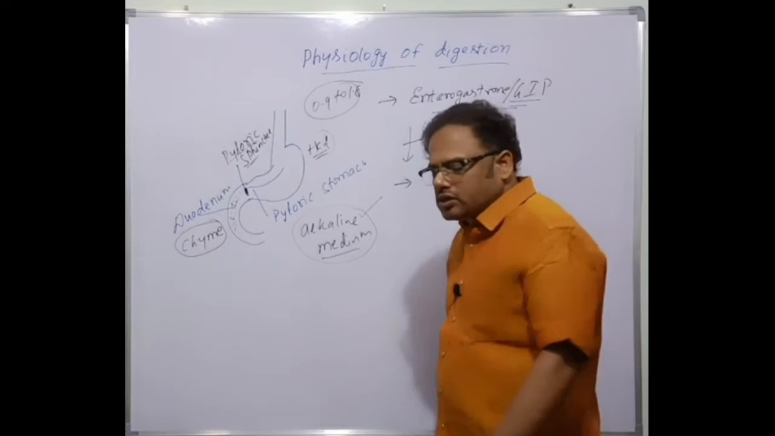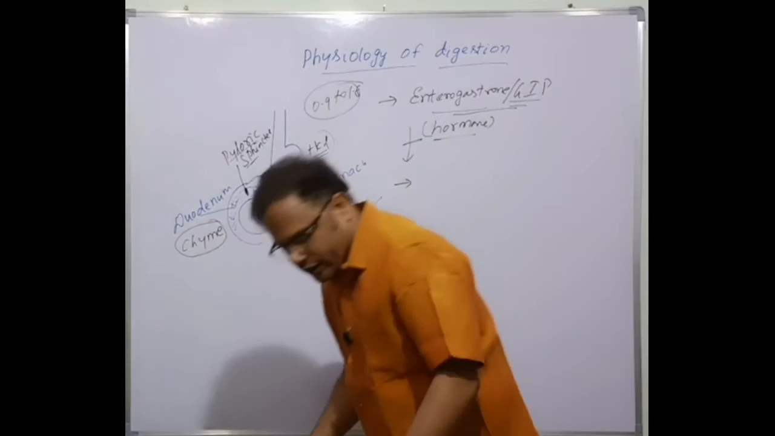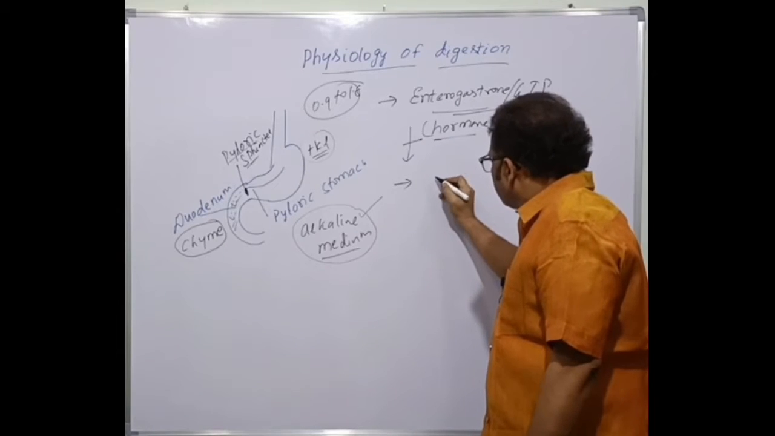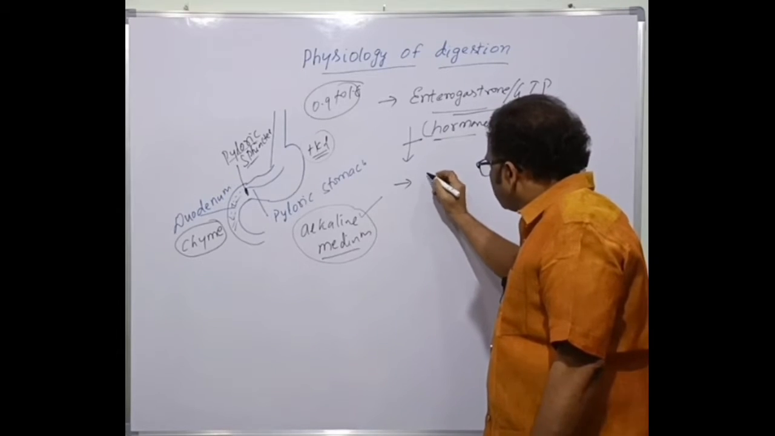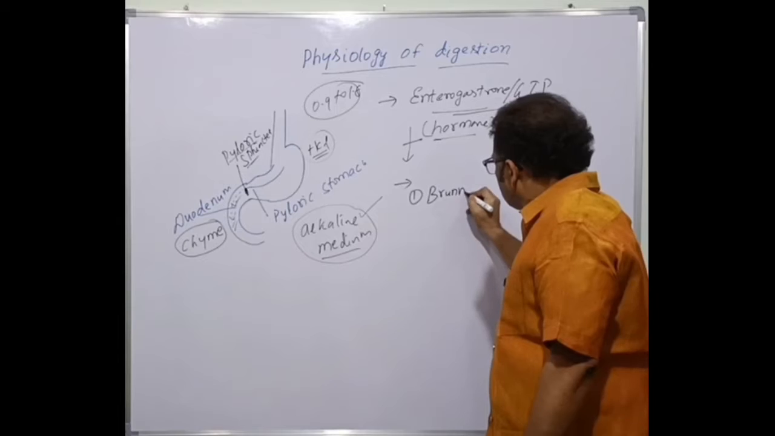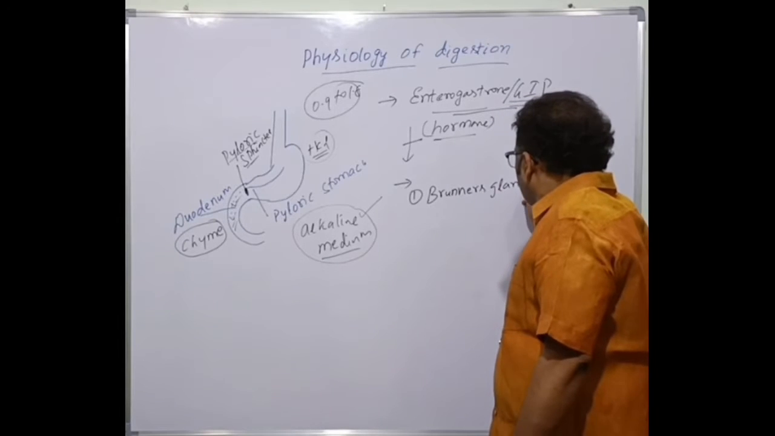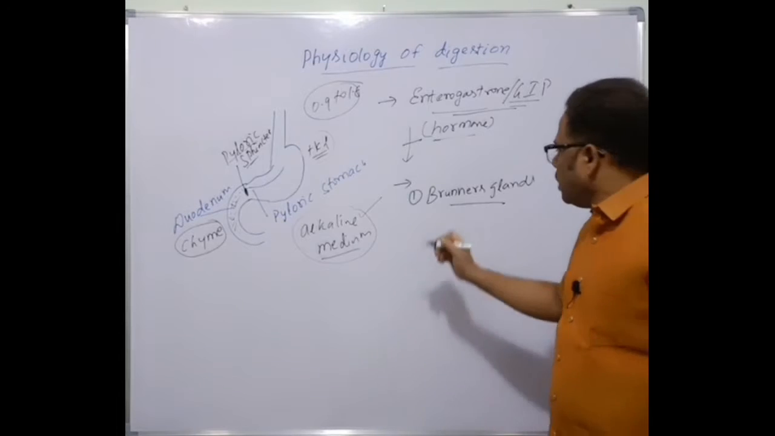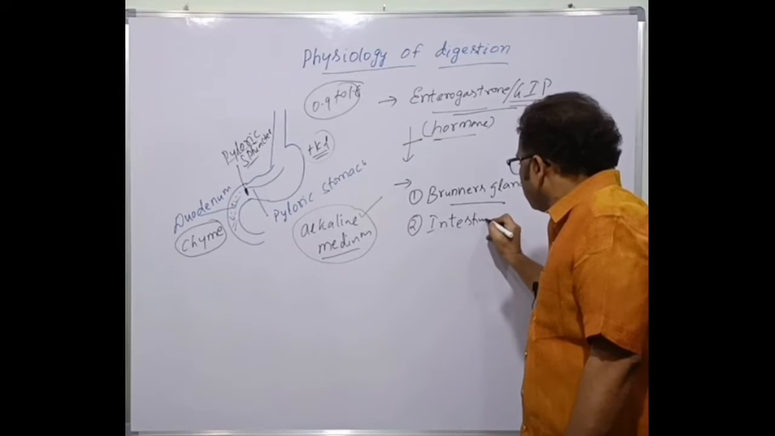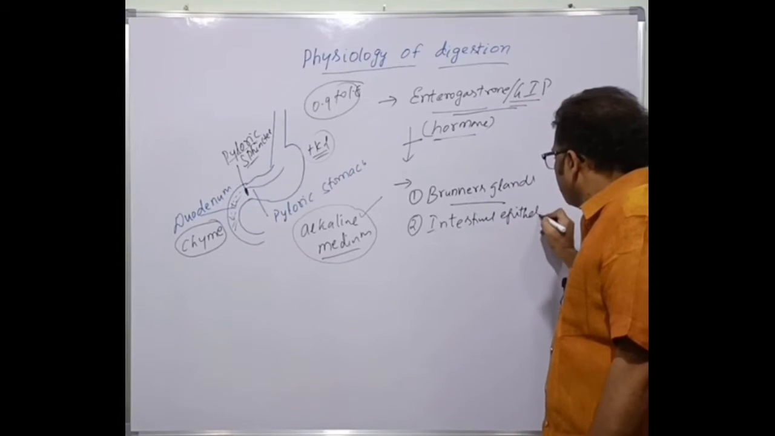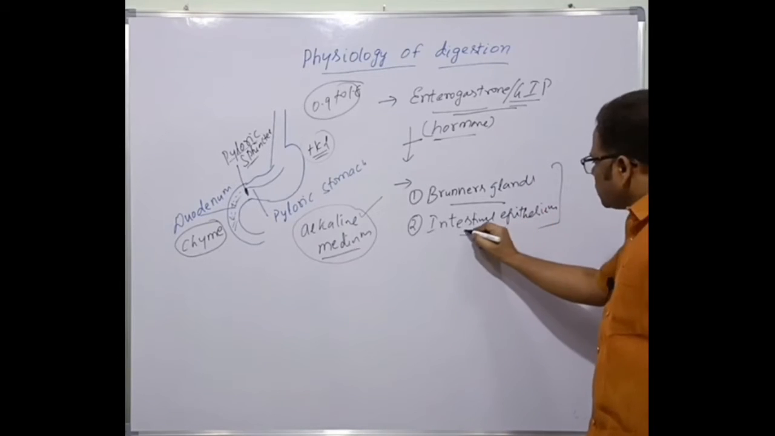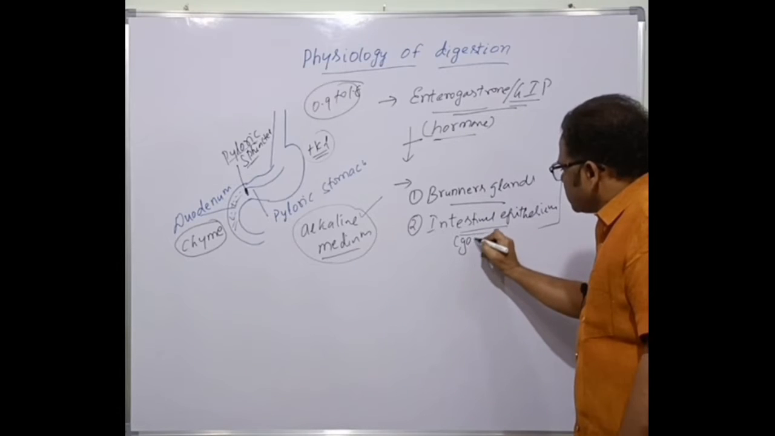And I told you that an alkaline medium must be maintained here. For the maintenance of this alkaline medium, what is necessary? Mucus must be released here. The mucus is released by different sources. For example, number 1 is Brunner's glands of the submucosa of the duodenum, and the intestinal epithelium or mucosal epithelial cells. These mucosal epithelial cells contain the goblet cells.